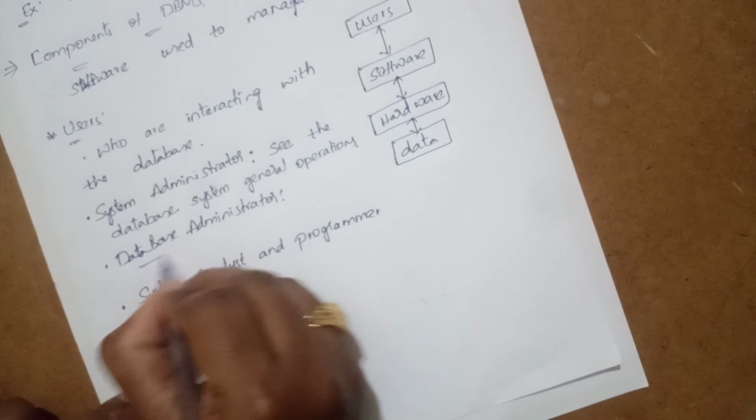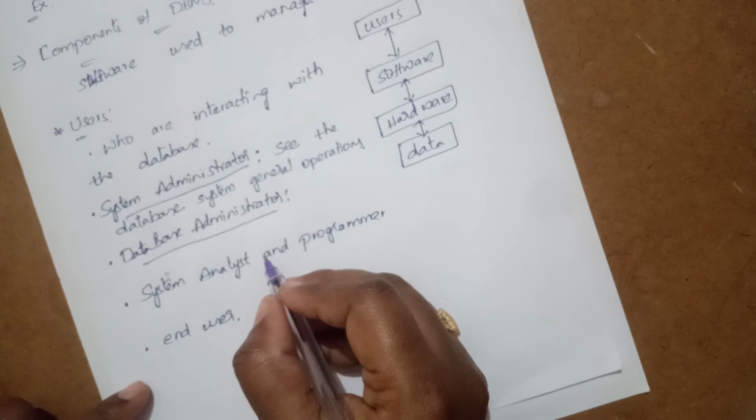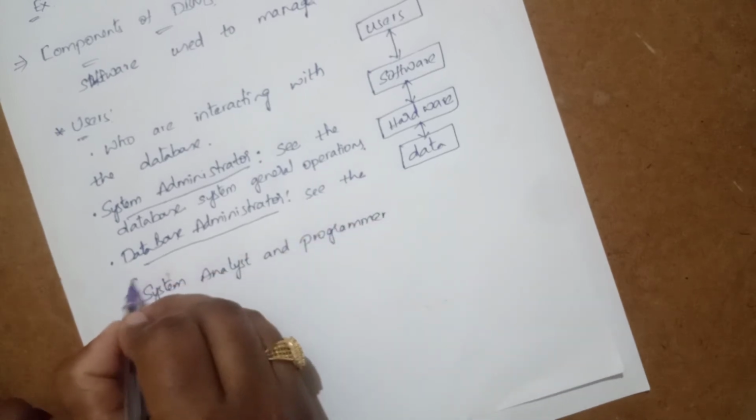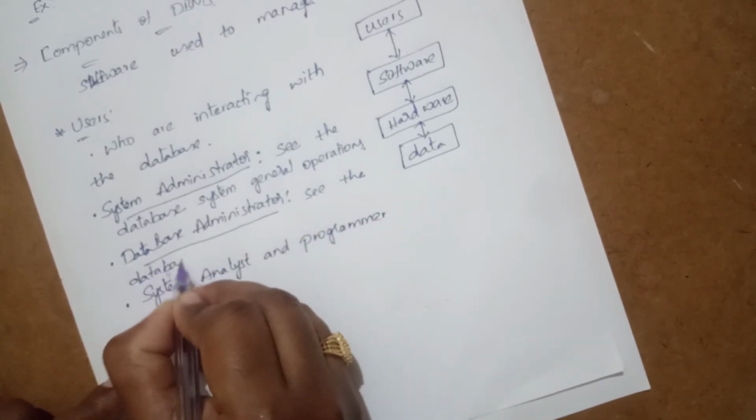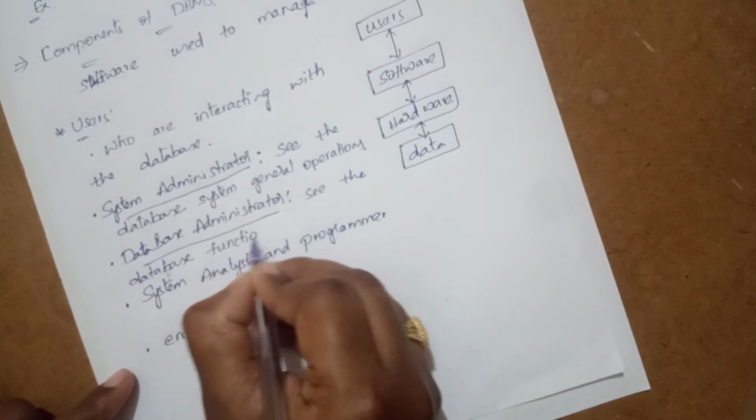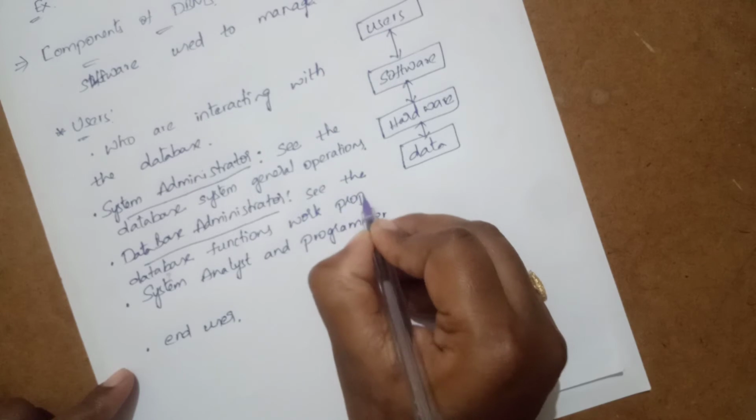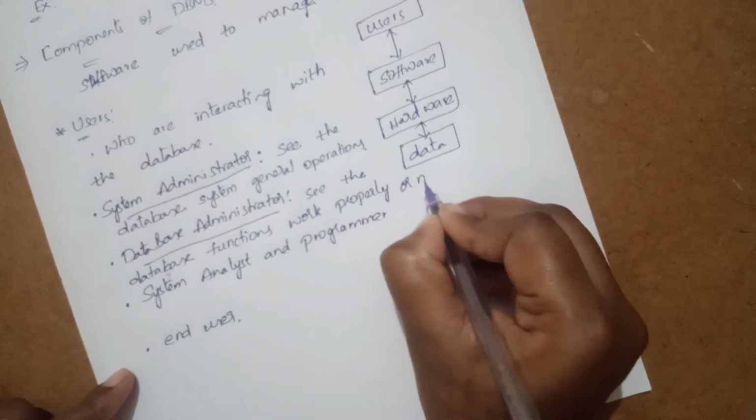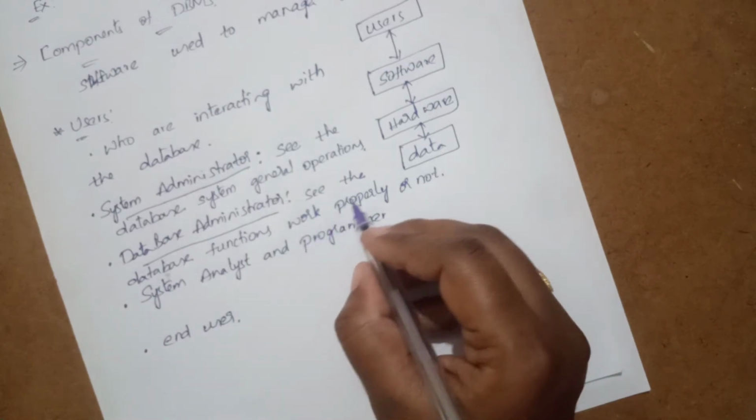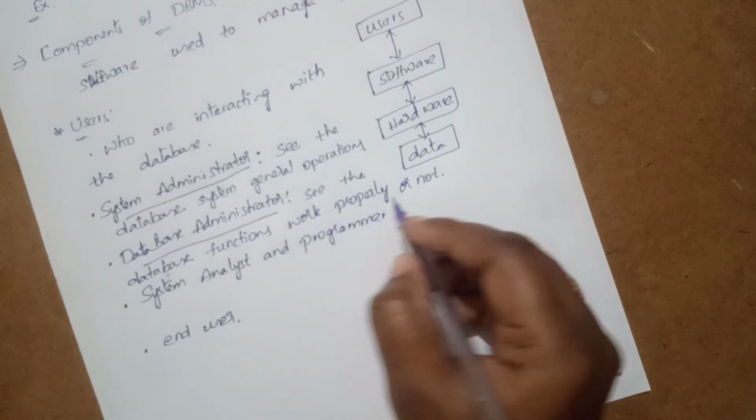And the next one is database administrator. Database administrator means the person who sees the database functions, who sees whether the database functions work properly or not. He watches whether the database functions are working properly or not.